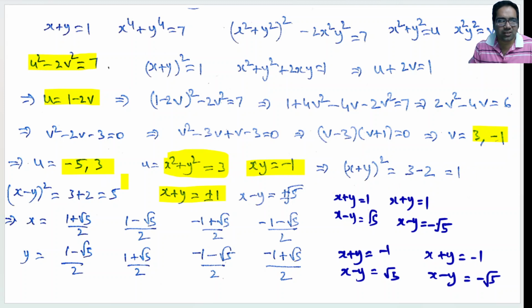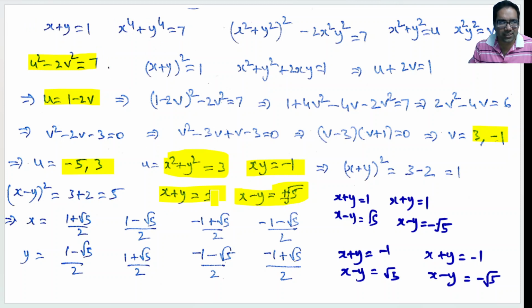Similarly, x minus y whole square is what? x minus y whole square is x square plus y square minus 2xy. So 3 minus 2 times minus 1. So it becomes 3 plus 2, which is 5. So x minus y whole square is 5. That means x minus y is either plus or minus root 5. So our original equations have actually simplified to x plus y is plus or minus 1 and x minus y is plus or minus root 5. These original two equations have simplified like this.